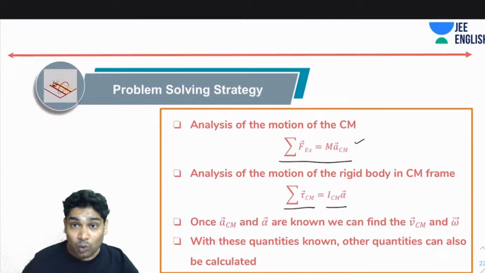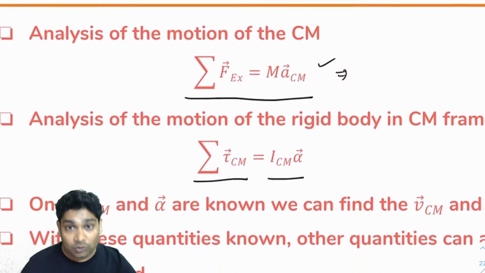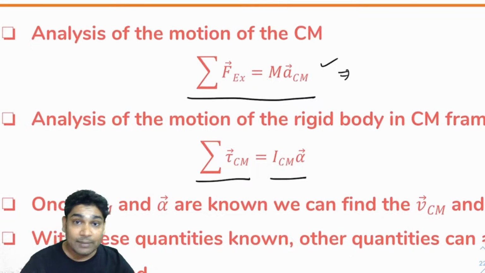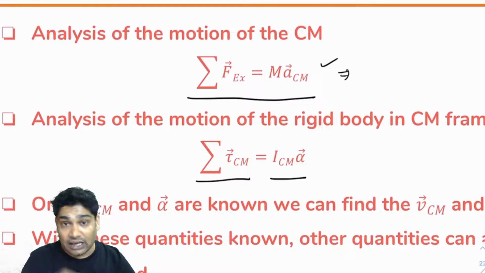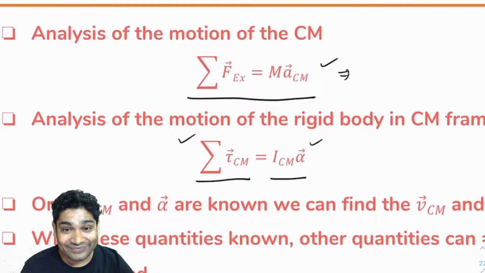Alright, so once I have figured out the ACM, from here I know what my ACM is. Next, I go into the reference frame of the CM. From the reference frame of the CM, I see a pure rotation about an axis passing through the CM. So that is why I write all the torques about the CM and equate it to ICM alpha.